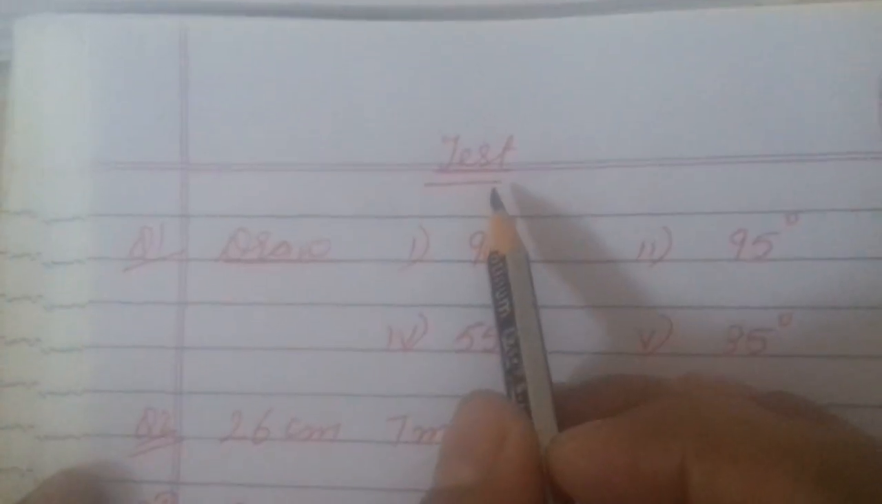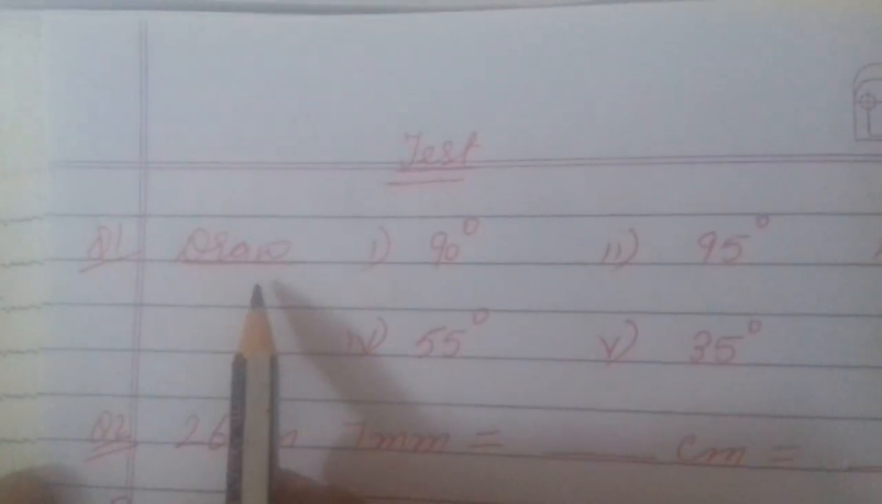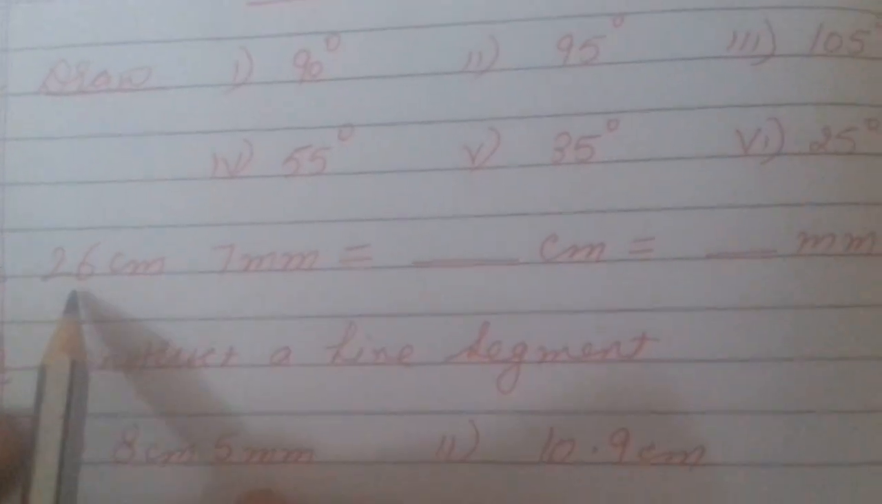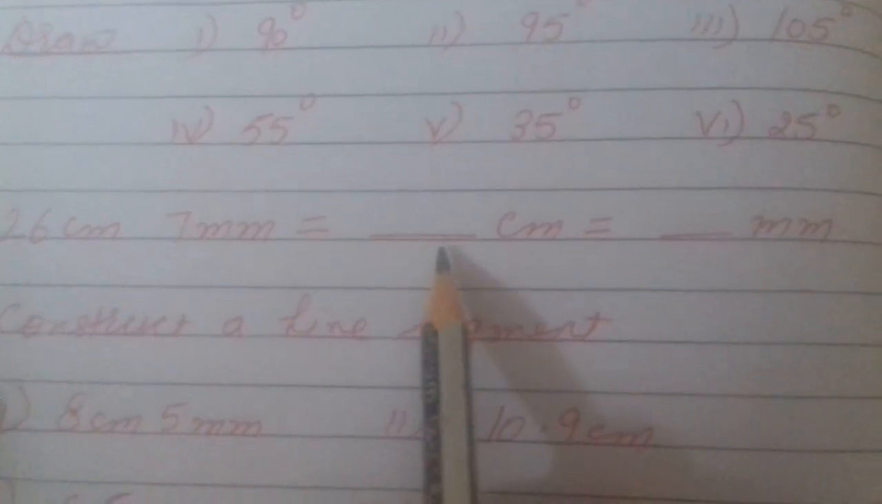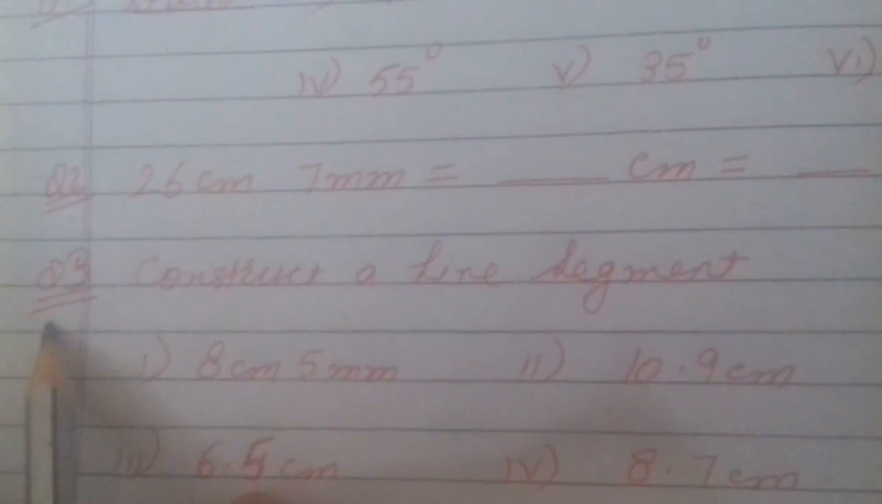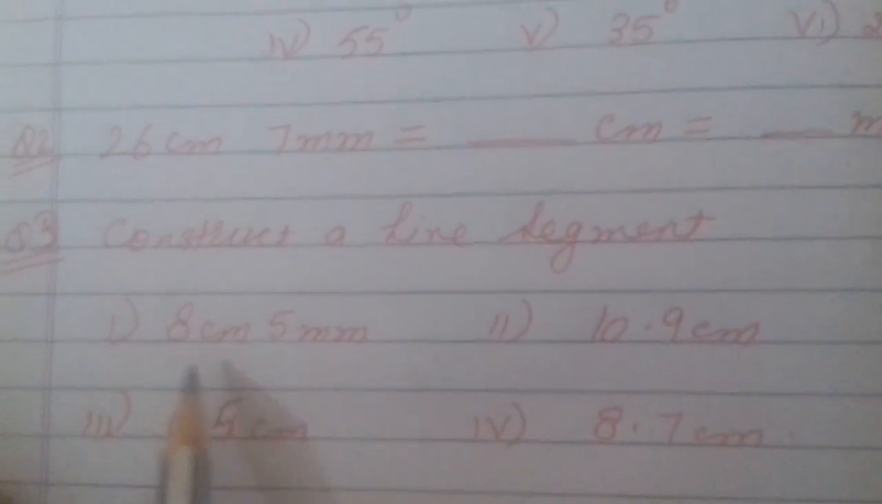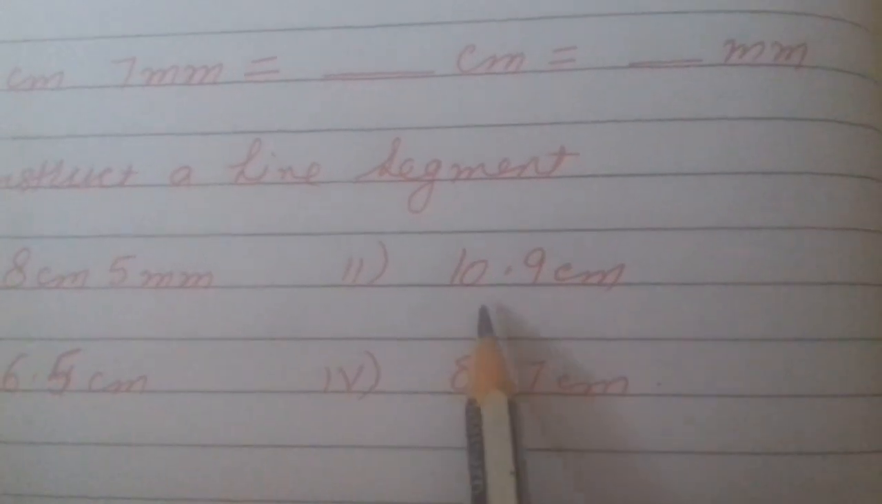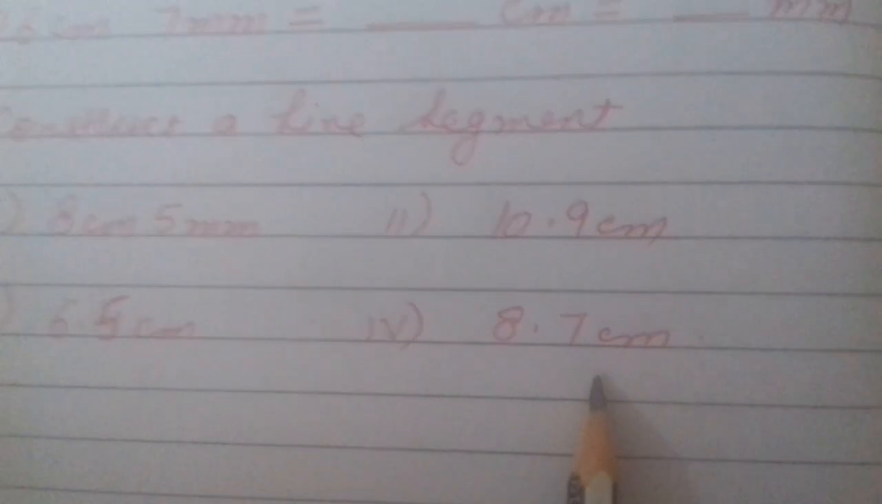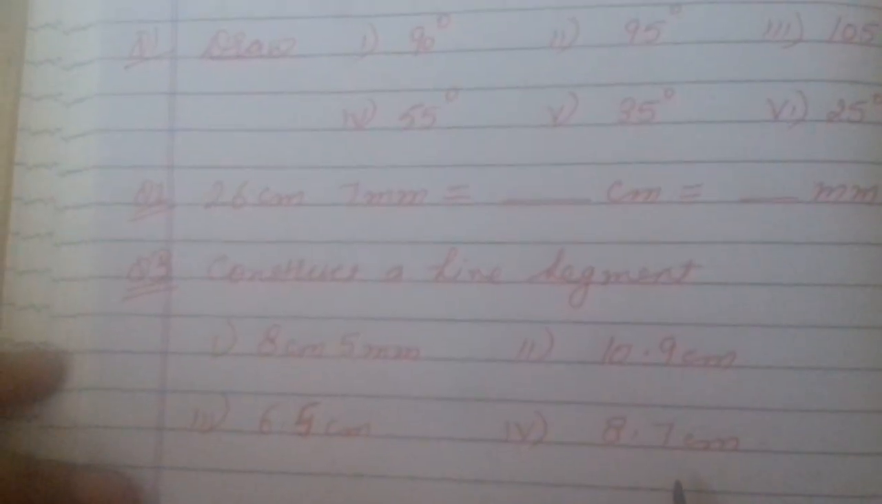Yes, students, note down the test of this week. First question, draw these angles using protractor: 90 degree, 95 degree, 105 degree, 55 degree, 35 degree and 25 degree. Second question, convert 26 centimeter 7 millimeter. First you have to convert to centimeter, then you have to convert it to millimeter. Third question, construct line segments: first is 8 centimeter 5 millimeter, 10.9 centimeter, 6.5 centimeter, 8.7 centimeter. So students, do the test carefully and sincerely. Thank you.